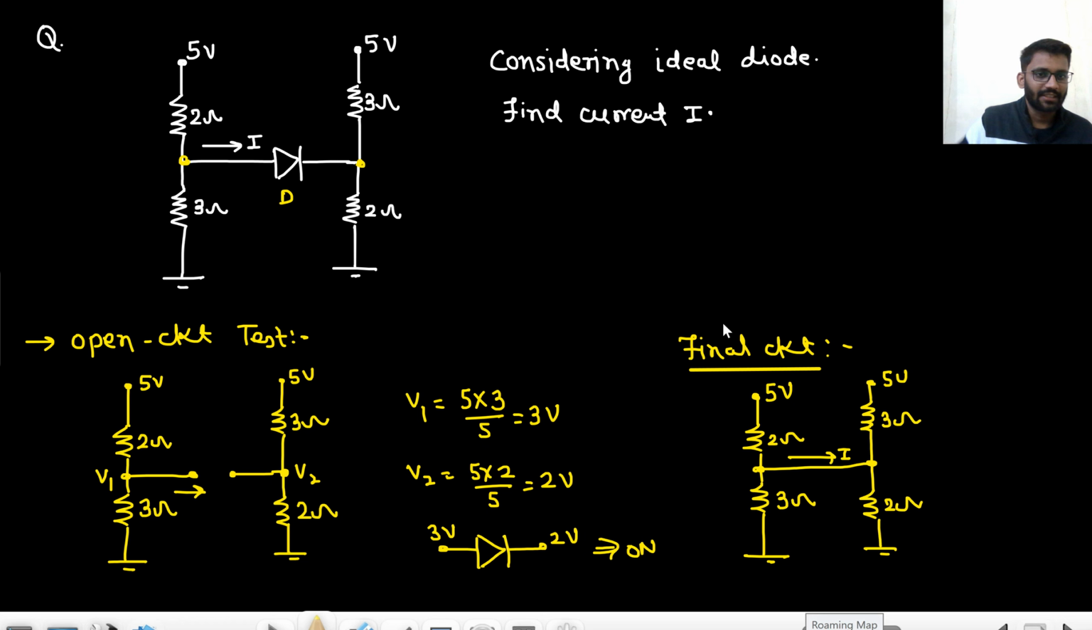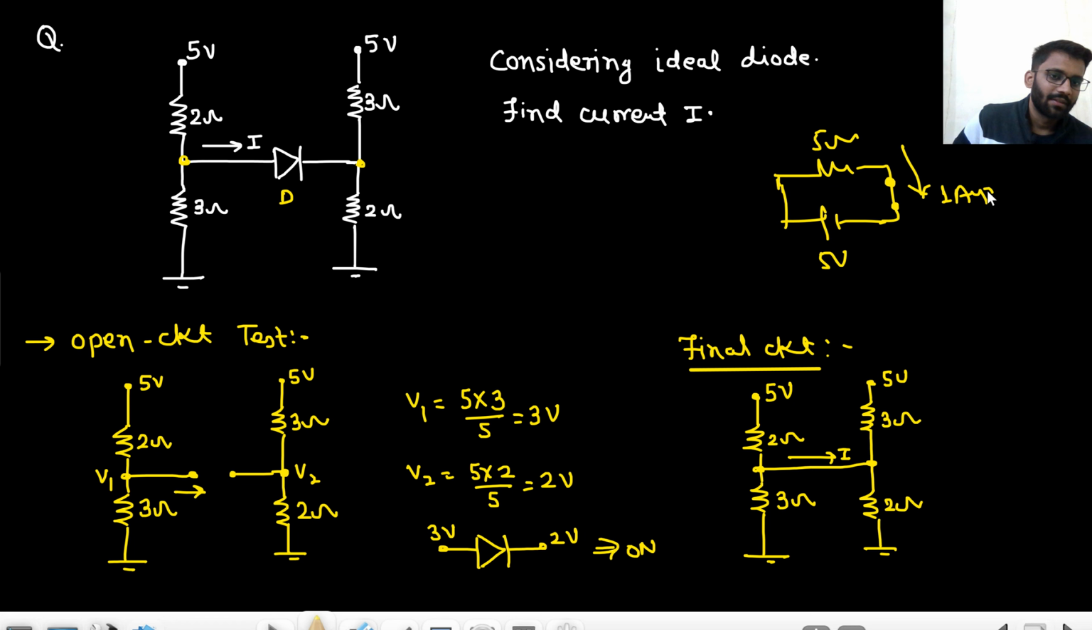Just take a simple example. This is a 5 volt battery. This is a 5 ohm resistance. Tell me, what is the potential difference between these two points? 0 volt. What is the current between these two points? 1 ampere. Both are at the same potential, so the potential difference is 0 only. So even when there is no potential difference, current can be there. This thing we have studied in network analysis.